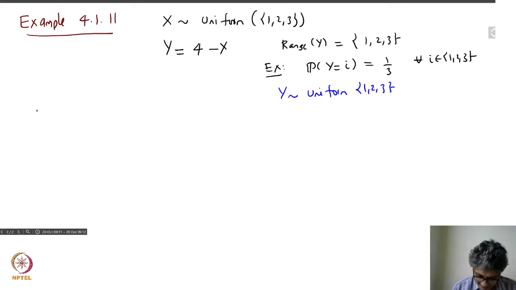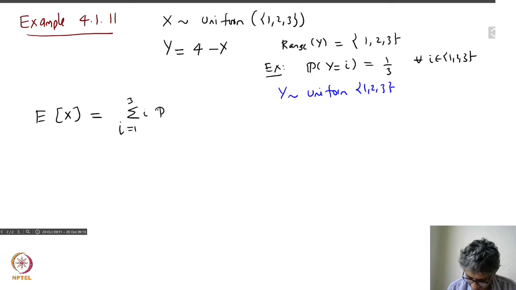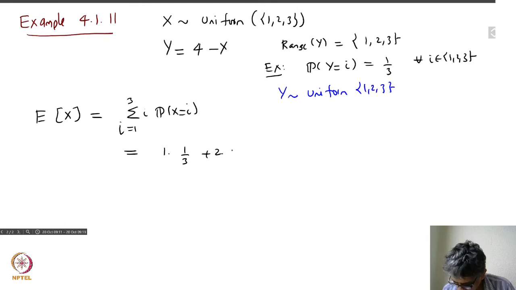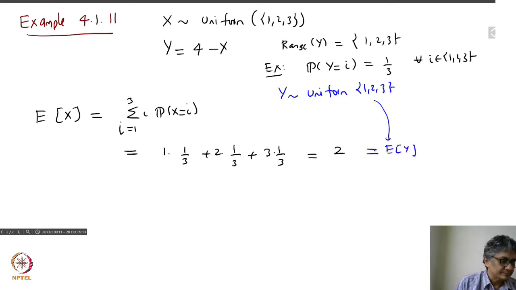Now if you do E of X, that's just the sum from i equals 1 to 3 of i times the chance that X is equal to i. That's 1 times 1/3 plus 2 times 1/3 plus 3 times 1/3, which gives 3 plus 2 plus 1 is 6, divided by 3, and that's 2. Since X and Y have the same distribution, E of Y is also equal to 2. So E of X and E of Y are both 2.